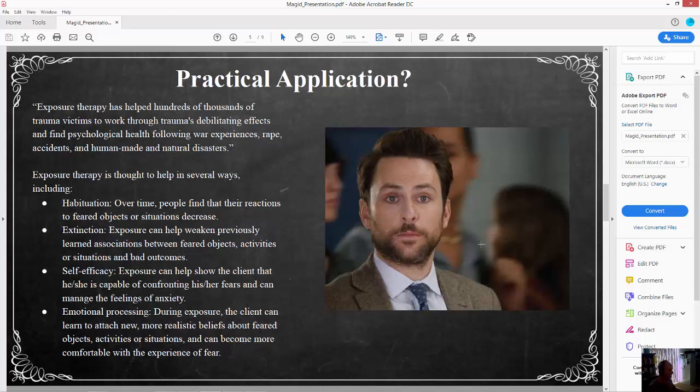So looking at how, let's say, a phobia or a fear becomes established via classical learning, and then how it's maintained relative to avoidance and negative reinforcement, which is part of operant conditioning.